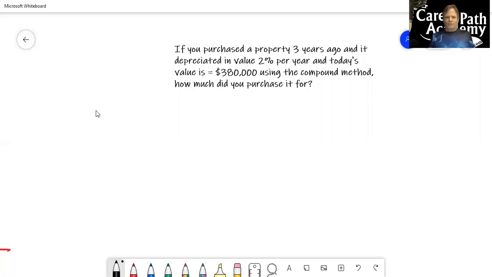Go. If you purchased the property 3 years ago and it depreciated in value 2% per year, and today's value is $380,000, using the compound method, how much did you buy it for? If you get the answer, do not shout it out. Do not message the whole class. Send me a chat message with the answer.